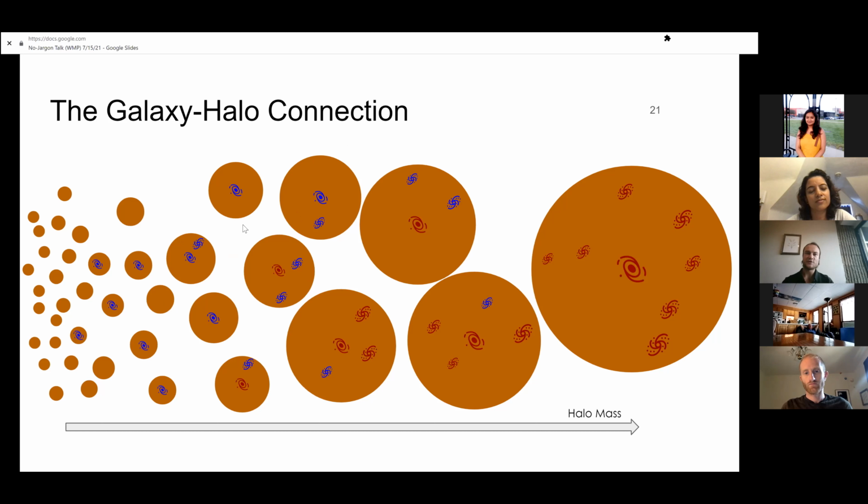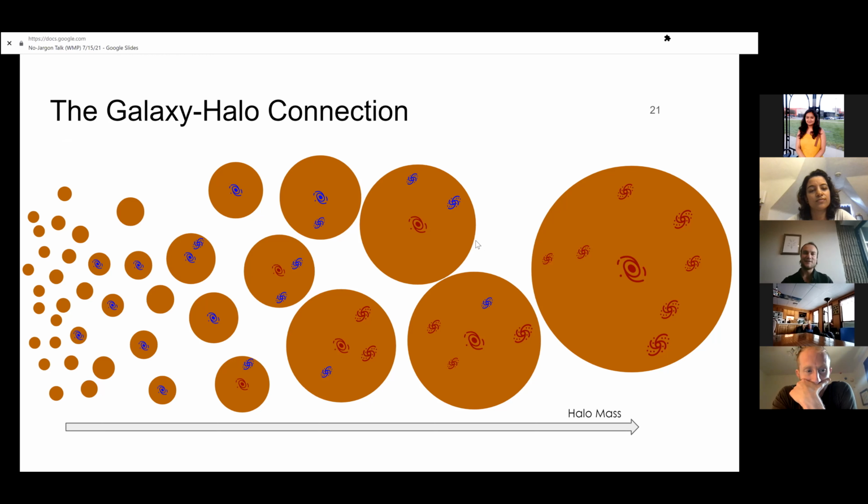and the bluer galaxies, which are the ones actively forming new stars, tend to live in the lower mass halos. And this is partially because they tend to be lower mass themselves, but for now we're just going to stick with the story that it's this correlation with the halo.